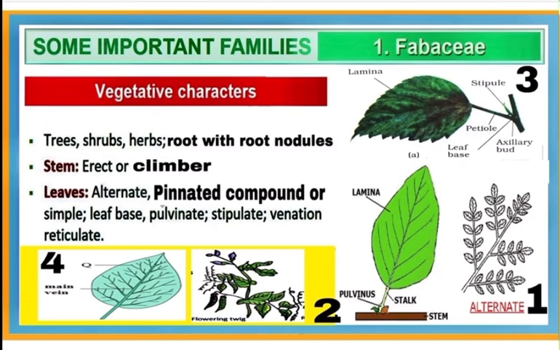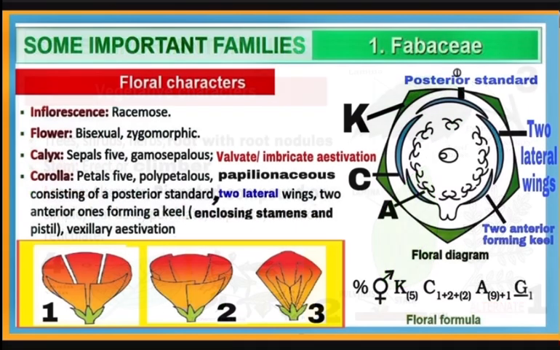Now see diagram number 2. The leaf is swollen at the base, which is called pulvinate. See diagram number 3. It may be stipulate. Stipule actually is an outgrowth of the base of the leaf stalk. Now check the venation in the leaf in diagram number 4. It is reticulate type of venation found in the leaf of the plants belonging to the family Fabaceae.